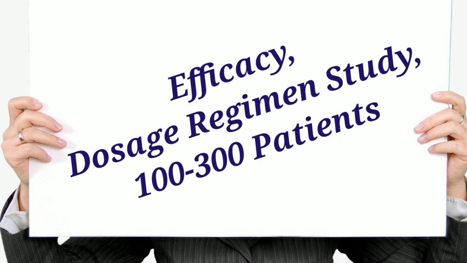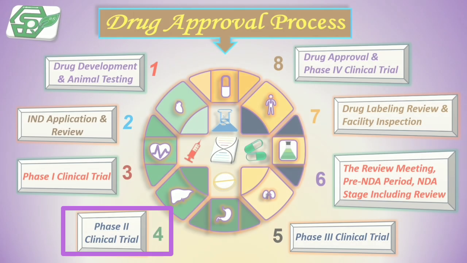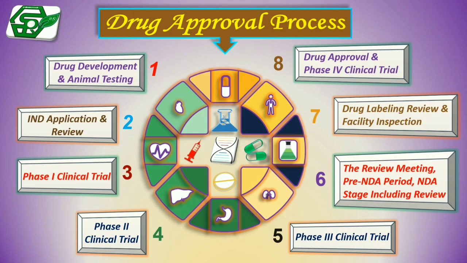Fourth major step is Phase 2 clinical trial, which demonstrates efficacy and dosage regimen study on 100 to 300 patient volunteers. For controlled trials, patients receiving the drug are compared with similar patients receiving a different treatment, usually a placebo or a different drug.